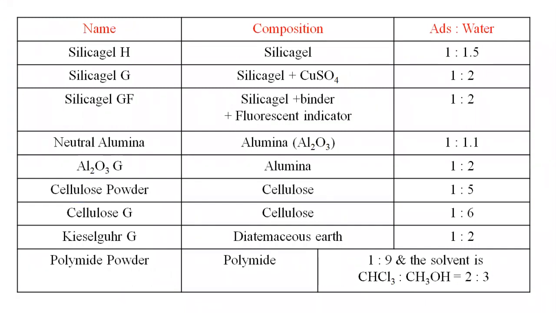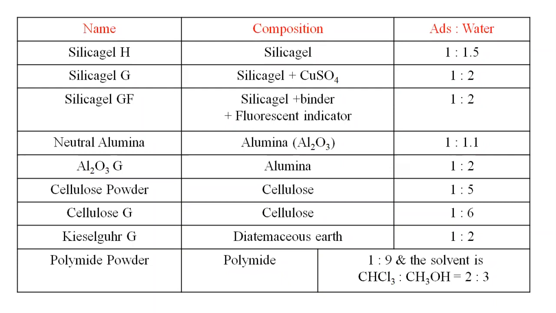Silica gel G, where G stands for gypsum, is a binding agent. When we add a binding agent to the silica gel, it binds tightly with the supporting plate. So the silica gel G composition is silica gel and calcium sulfate, and the ratio of adsorbent and water is 1 to 2. Silica gel GF is silica gel and a binder, calcium sulfate, and up to this it is silica gel G. F means we are adding a fluorescent indicator.